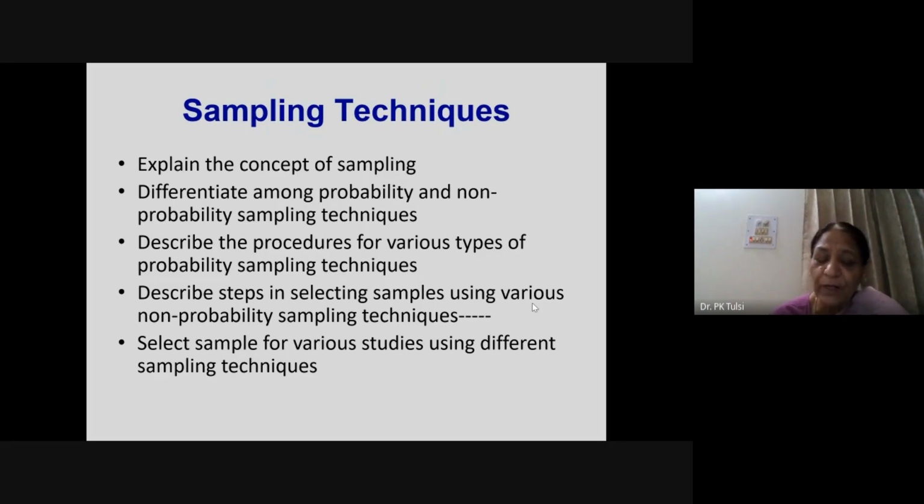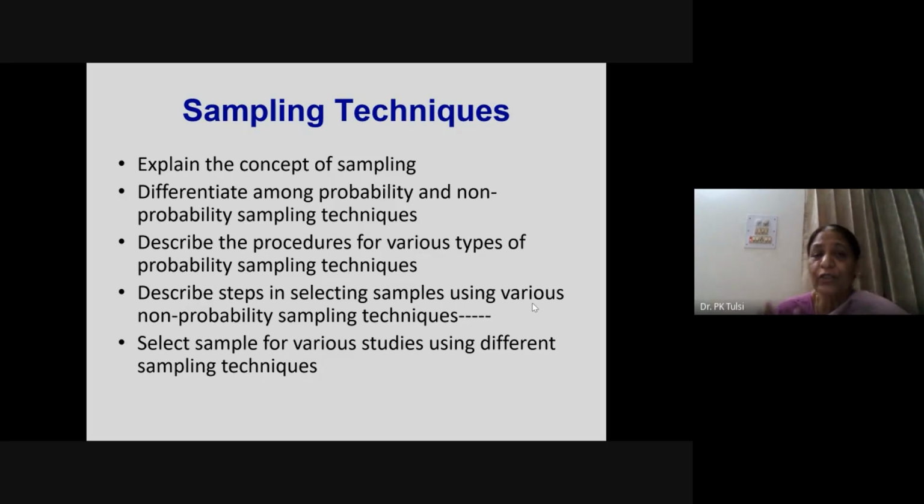Each one of us, when undertaking research, needs to understand the various sampling techniques which are used, the probability and non-probability sampling techniques. So you can see here: explain the concept of sampling; differentiate between the two types of sampling techniques, that is probability and non-probability; describe the procedure for various types of probability sampling, that is, the process used in simple random sampling, systematic random sampling, and so on; and describe the steps in selecting a sample using various non-probability sampling techniques.